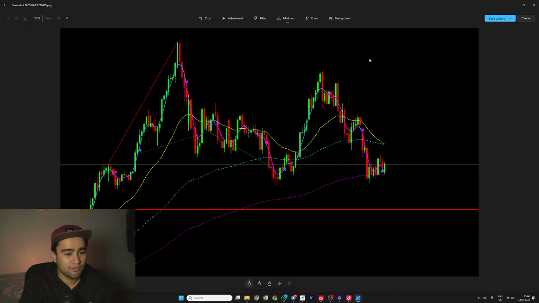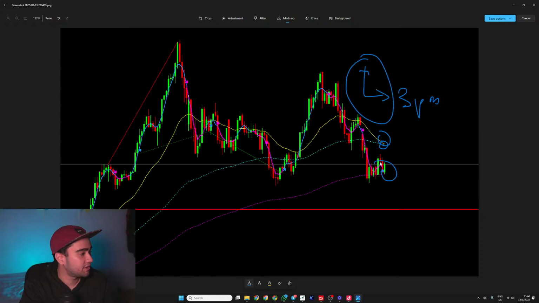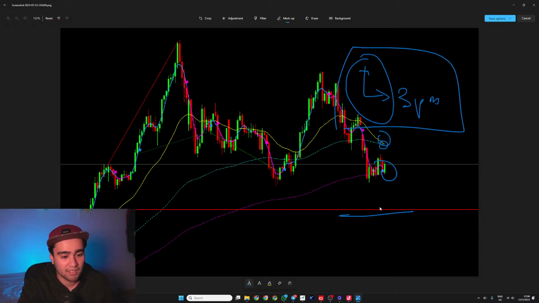When your moving averages point towards 3 o'clock, like this, 3 p.m., you can see 1, 2, and 3 are all pointing towards 3 p.m. When they're pointing towards 3 p.m. like this, it means there is a sideways market. It's confirming to you that this is a sideways ranging market.